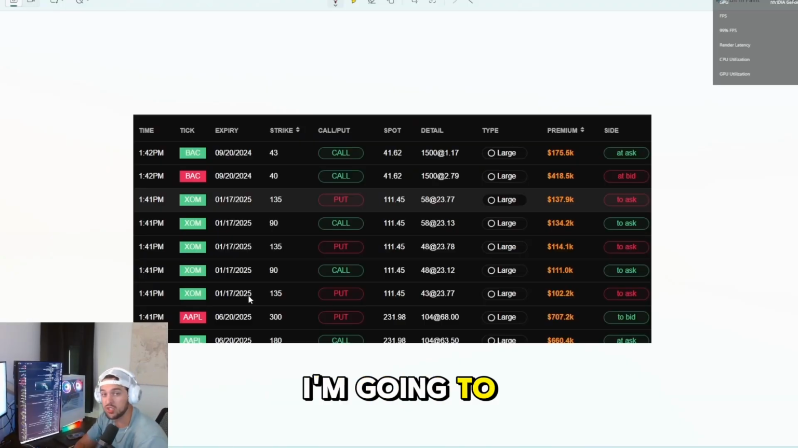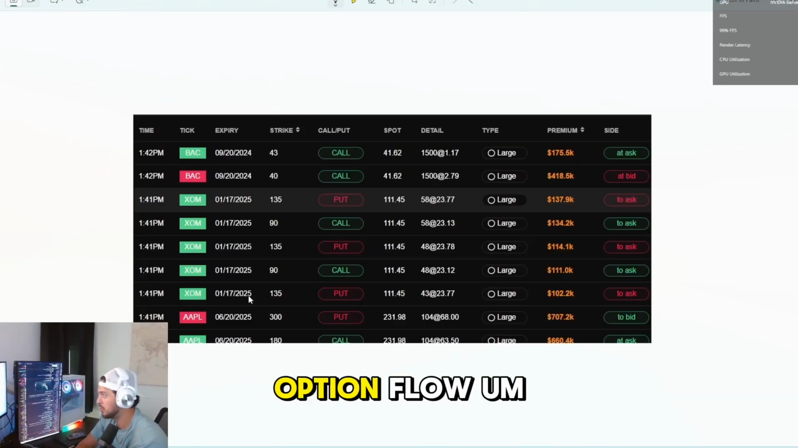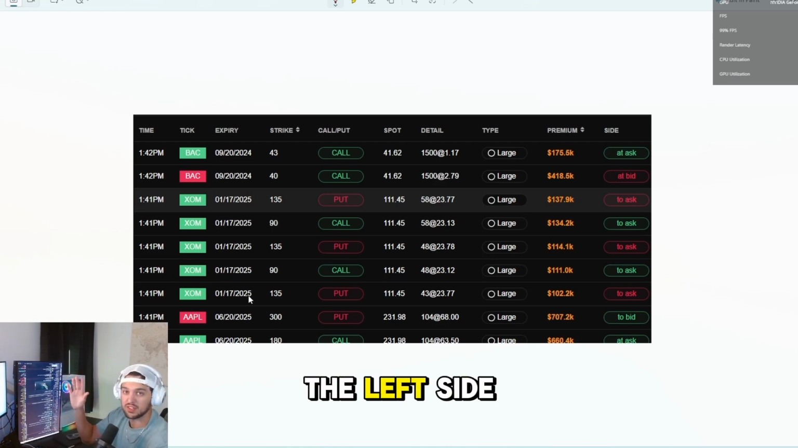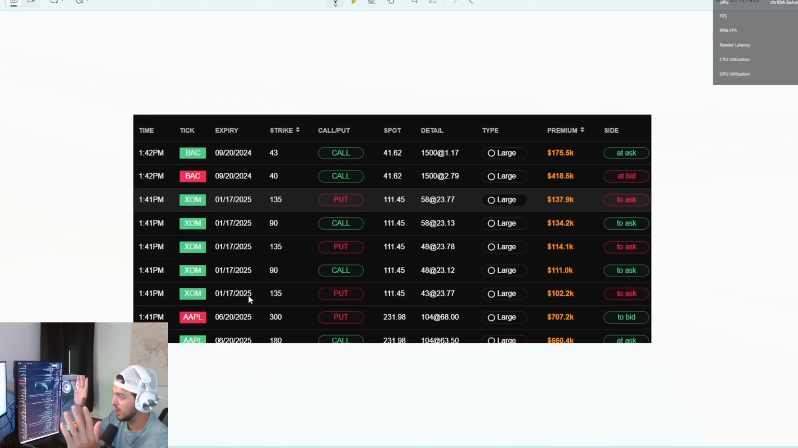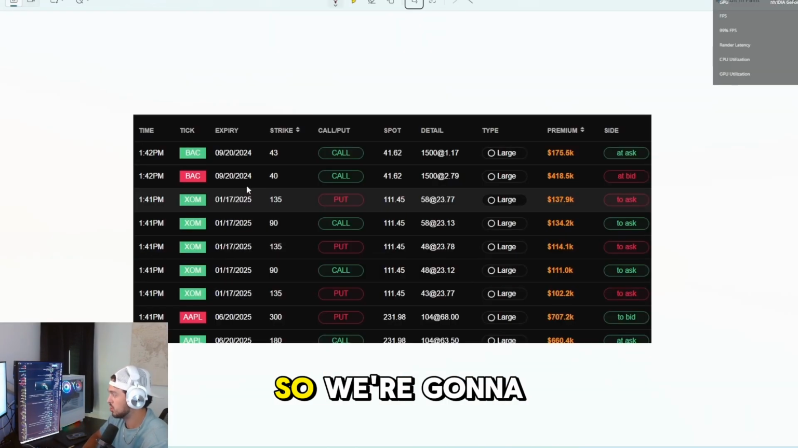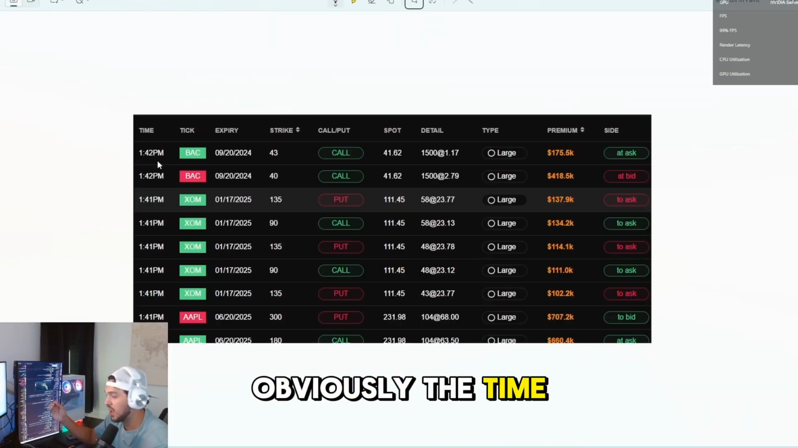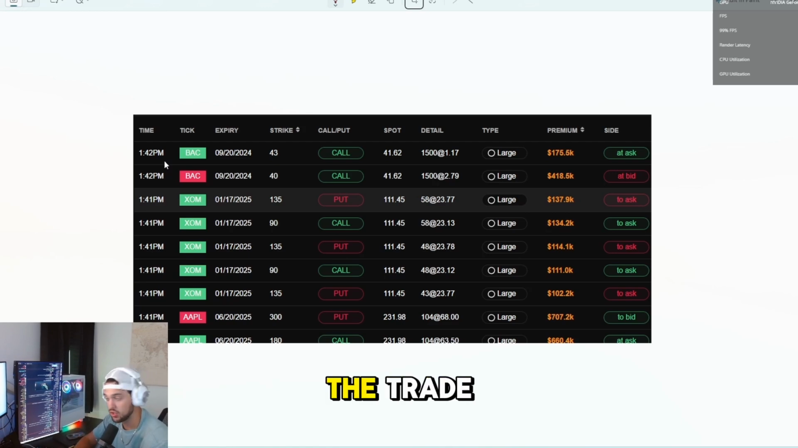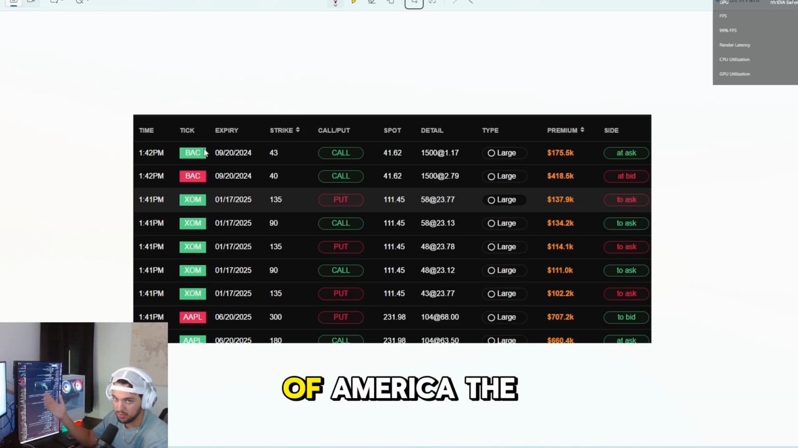All right, guys, I'm going to show you how you can read the real-time option flow. I'm going to start from the left side and go all the way to the right, and basically just show you this top example right here and how you can read it. So we're going to start off with the time. Obviously the time is the time they're putting in the trade. The tick means the ticker, which is the stock. So this is BAC. You type that in your brokerage or online, you can pull up, it's Bank of America.